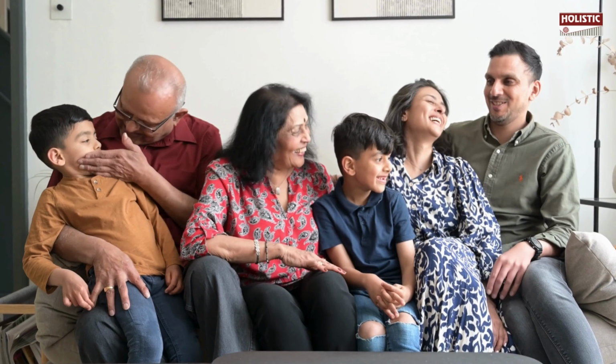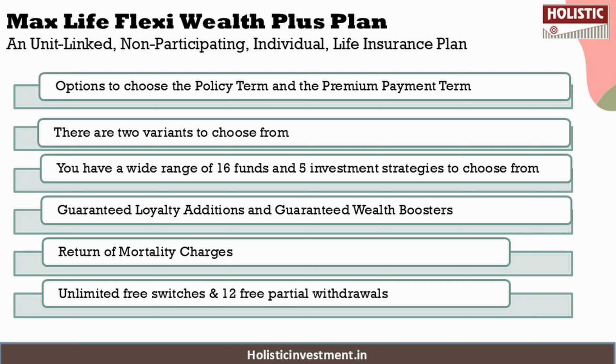Now, before analyzing this policy, let us first understand what this policy is about. So, this is a unit-linked, non-participating individual life insurance plan. Some of the key features of the policy are you have options to choose from. There are two variants to choose from as per your needs, and you also have the option to choose your policy term and premium payment term at your convenience, and you have a wide range of 16 funds and 5 investment strategies to choose from.